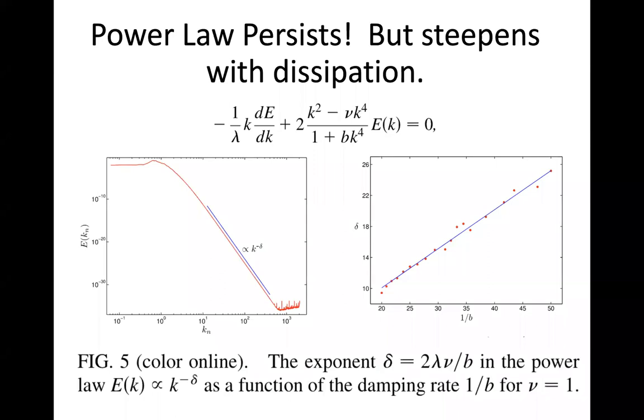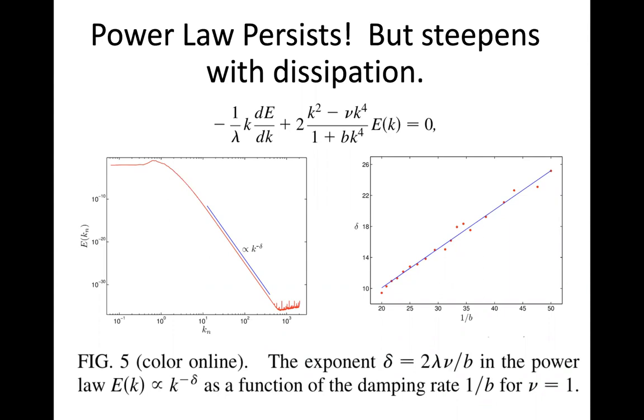I mean, going into this, we intuitively expected that maybe you add dissipation, you get some exponential decay instead of retaining a power law. But no, you actually do retain a power law if you have this kind of steady constant dissipation. You maintain a power law, but it steepens as you add dissipation.